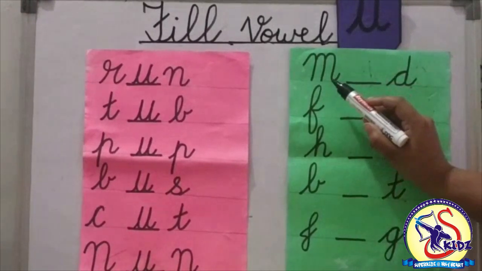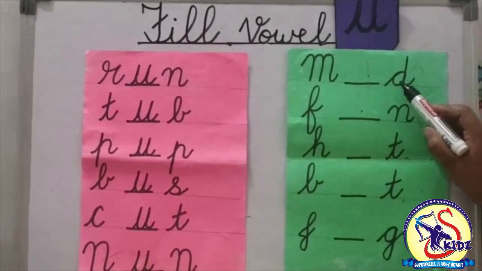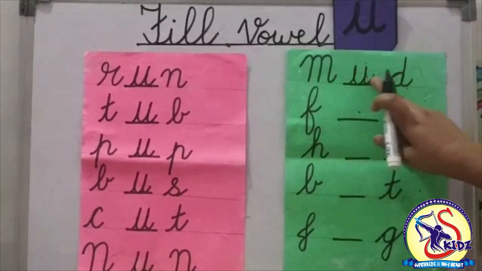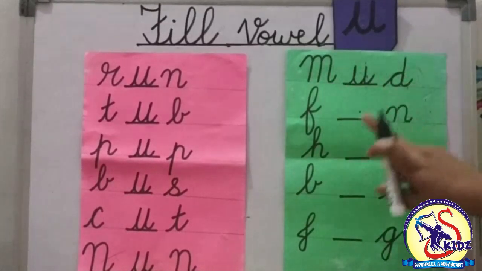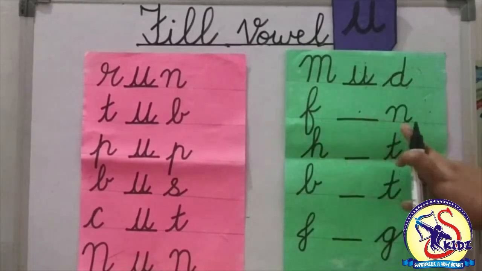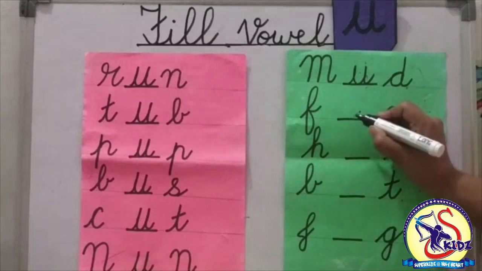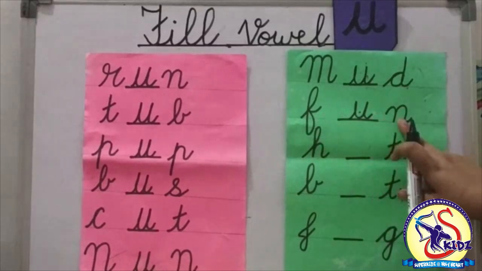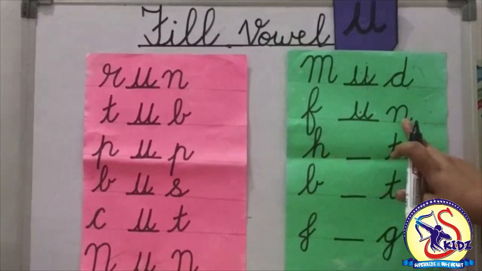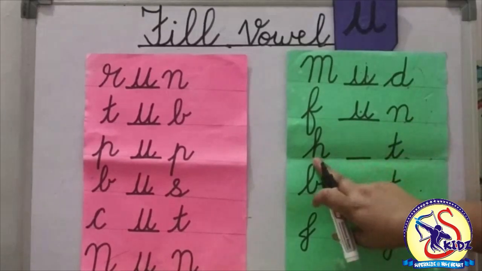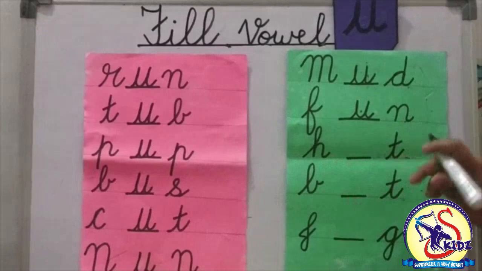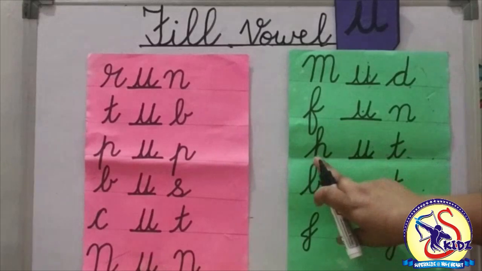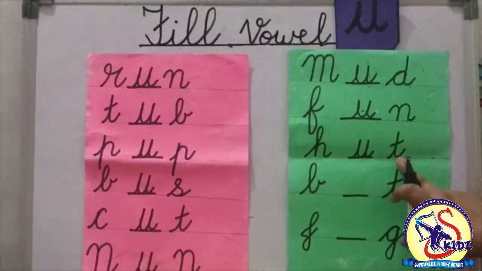Now kids, see our next word. M dash D. Now again we will put U in the blank. M U D, mud. Now F blank N. Again we will put U. Now F U N, fun. Now see the next one. H dash T. Again we will put U. Now we get the word H U T, hut.